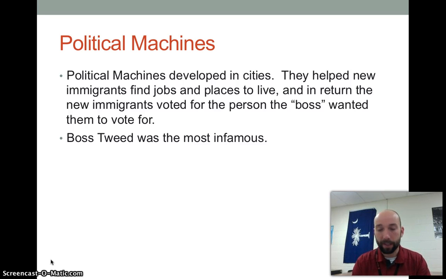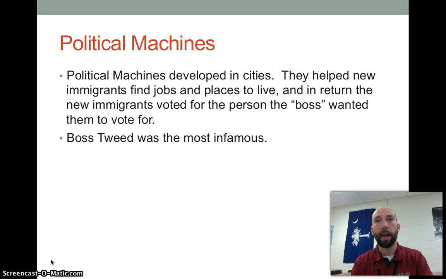So what would happen is that the immigrant got off the boat, they'd go meet the ward boss or the political machine's boss, and the ward boss would get them a place to live, they'd get them a job, and then in return, that person would vote for that boss or whoever the boss wanted.